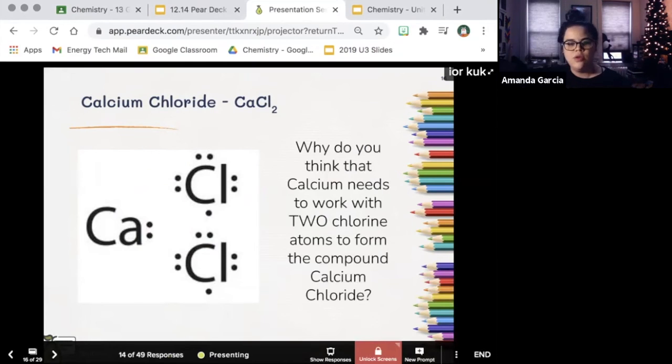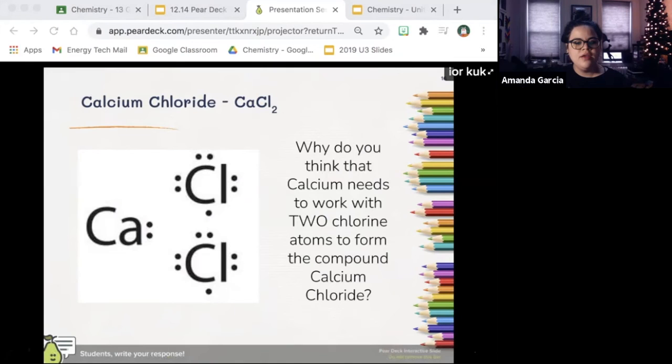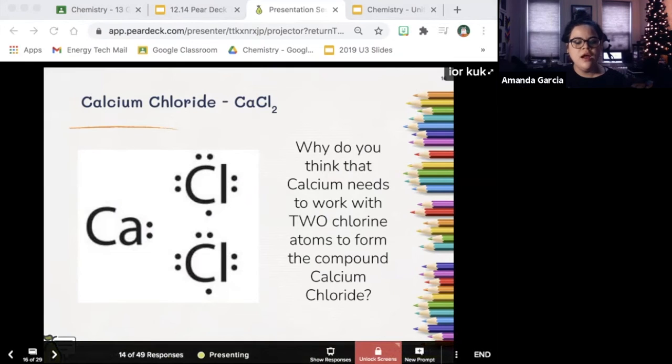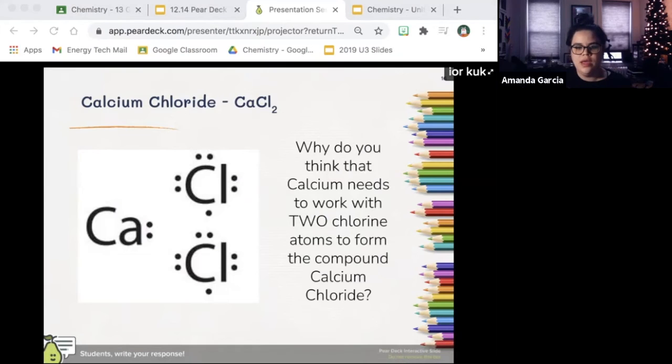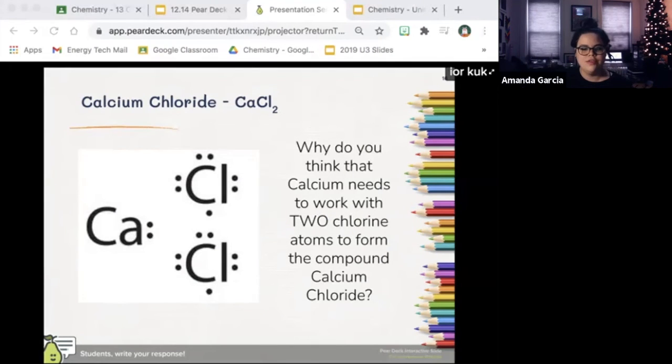Okay, and so the question is, why does calcium need to work with 2 chlorine atoms to form the compound calcium chloride? Please go ahead and type your answer in the Pear Deck. You can type it directly in there. If you're having issues with the Pear Deck, you can type your answer in the chat. Okay, it's locked. Thank you, John.